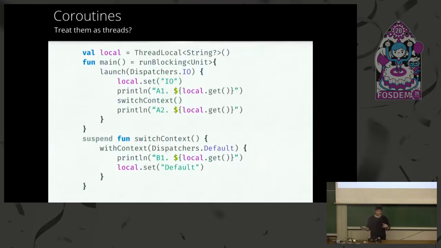And just to make it even clearer why it's kind of confusing to think of them literally as threads, if you have a thread local which contains your value on a thread, so if you switch thread, you're going to have a new value that you can share on that thread. So given the same example, we set the local to IO first, then we read it, we call switch context, we read it again, we set it to default, and we come back and read it one third time.